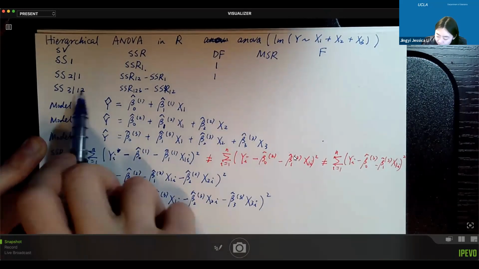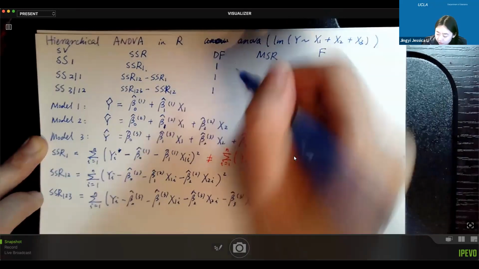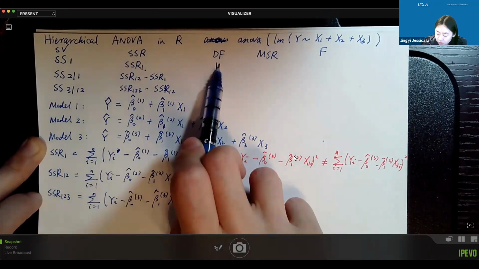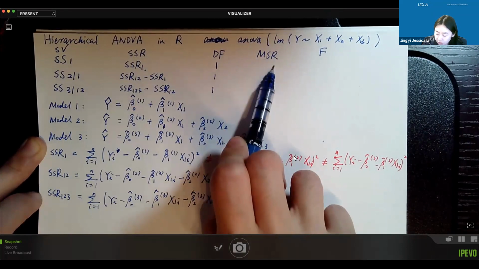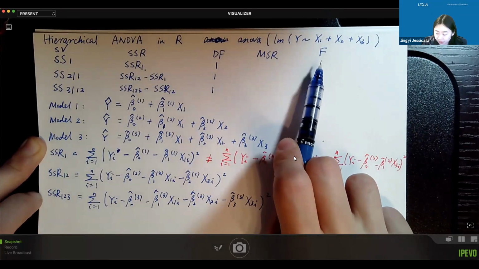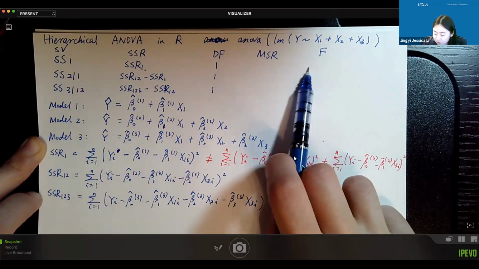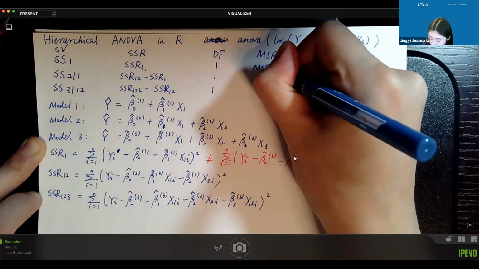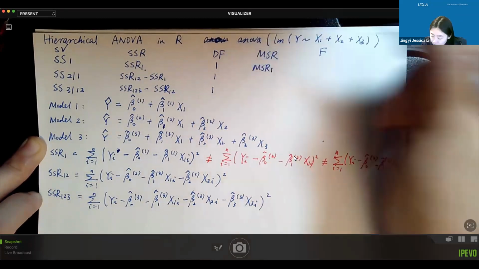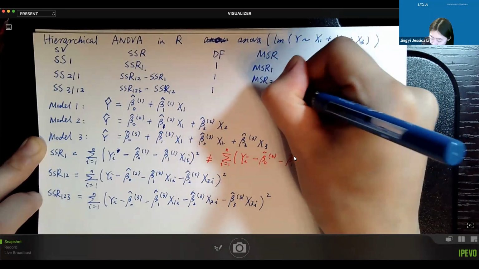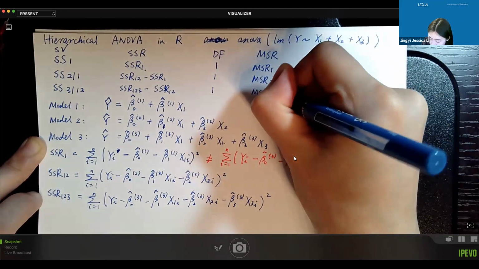For 3 given 1, 2, we have an additional degree of freedom. So therefore, here the MSR is just this one divided by 1 for each. So in terms of the nominal value, it's equal to the SSR. So finally, the F-statistic, okay? The F-statistic is something trickier. So we know that this is equal to MSR1, MSR 2 given 1, MSR 3 given 1, 2.